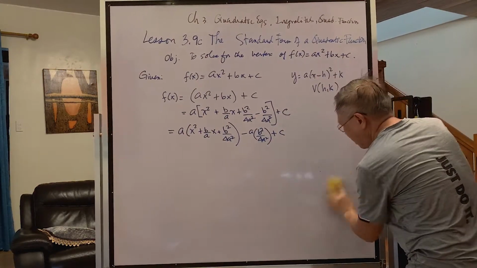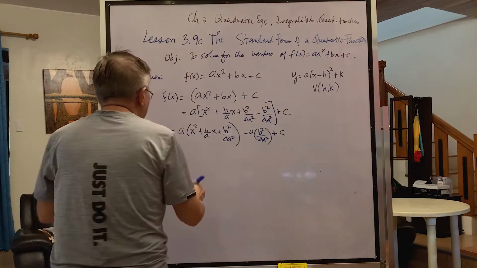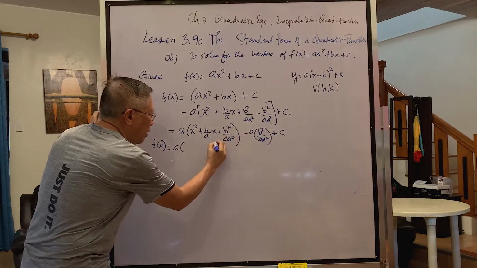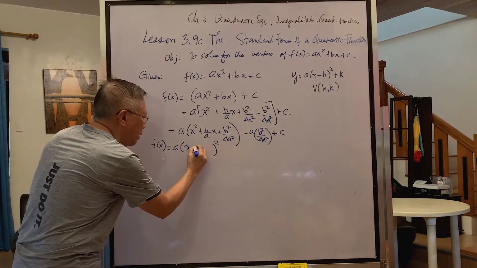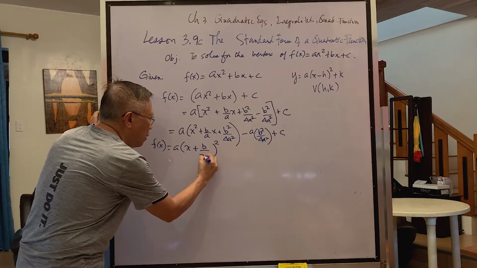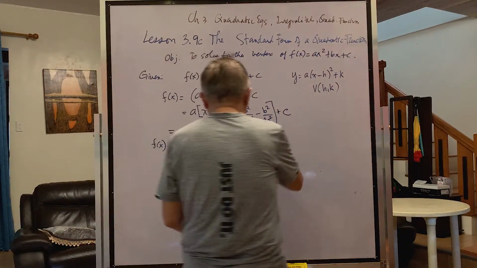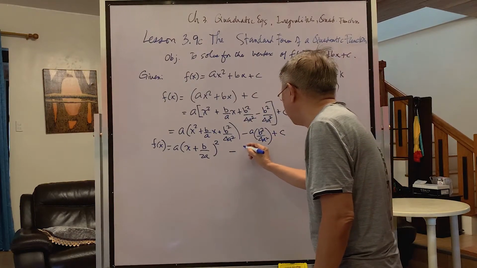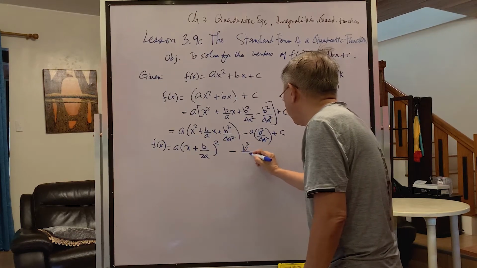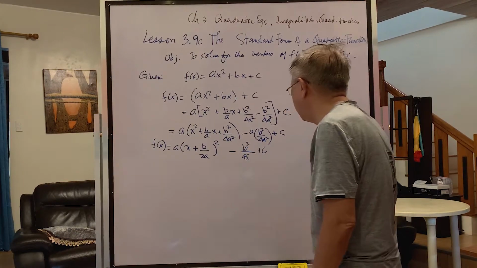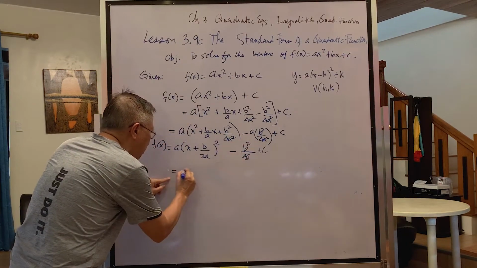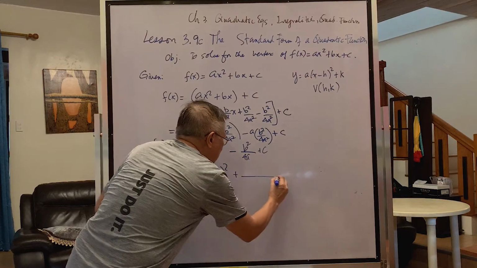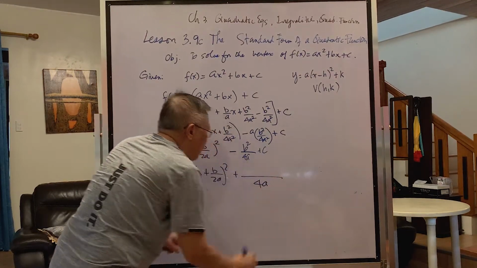Okay? So, writing this now, I will have now f of x equals a, and then this is now a perfect square trinomial. I can write it as x plus b over 2a. And here, I can cancel a and a squared here, so I will get here what? B squared over 4a plus c. Let's express this in simpler form. So we get a times x plus b over 2a squared plus, adding these two, I will get here 4a.